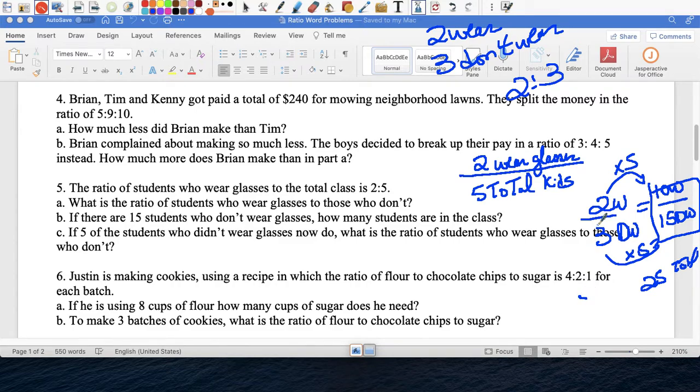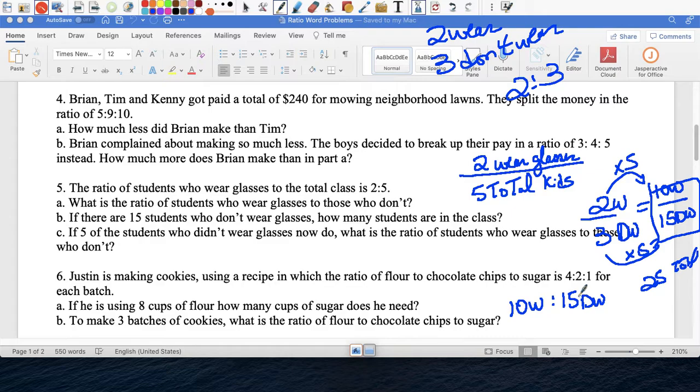If 5 of the students who didn't wear glasses now do, and I guess they're talking about question C, because in question C, we found out that 10 kids wear glasses compared to 15 kids who don't wear glasses. Let me write DW. What's the ratio of students who wear glasses to those who don't, now that 5 students who didn't wear glasses now do?